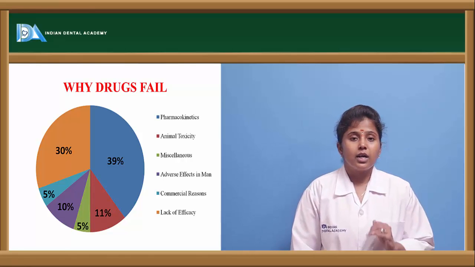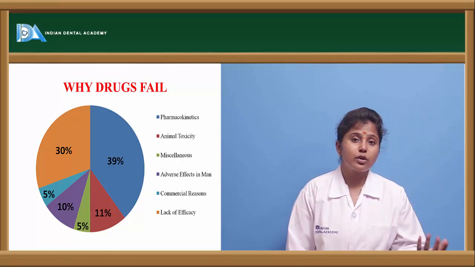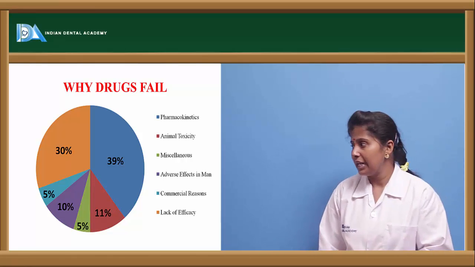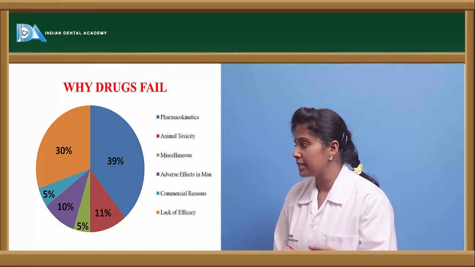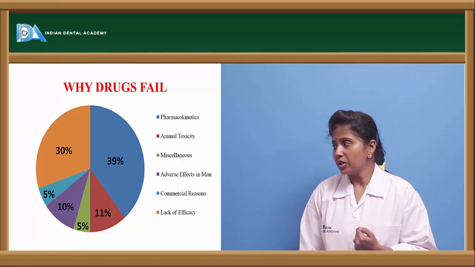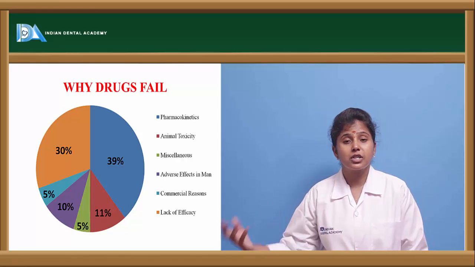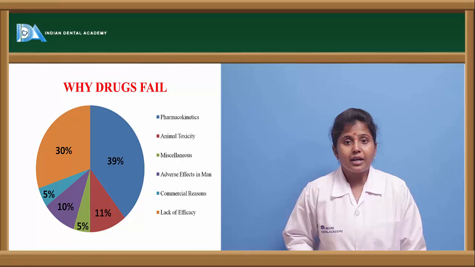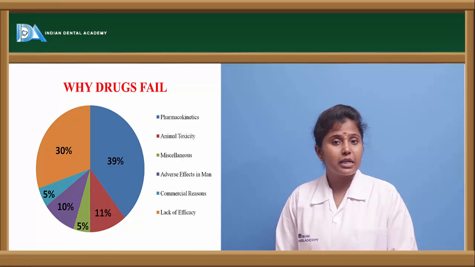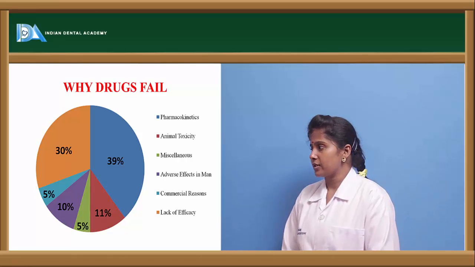Because before the drug is marketed, we are doing animal testing. So if it is showing toxicity in animals, then that drug is not marketed. So that is the reason it is failing. And miscellaneous reasons, there are various other reasons, and adverse effects in man because of various side effects, that include 10%, and commercial reasons, because of the money, because of cost effectiveness, or because the drug is not available so easily, the drugs are failing, and that is 5%, and lack of efficacy. Few drugs do not show effect at all in the body. So because of all these reasons, the drugs fail to show their effect.